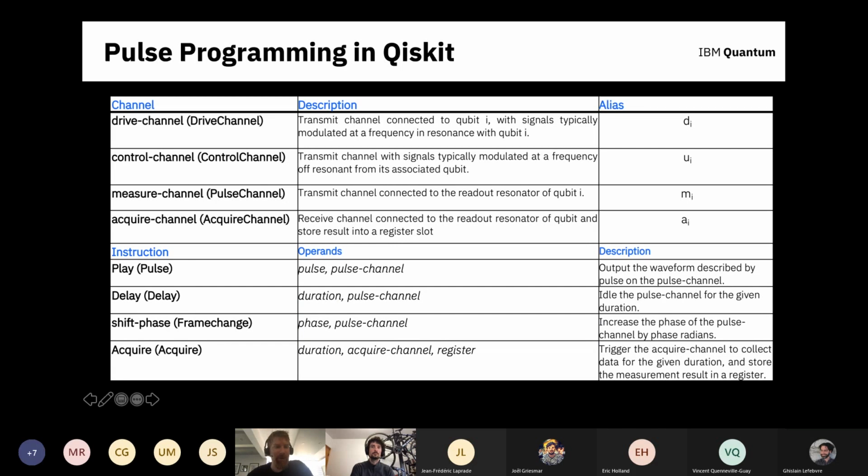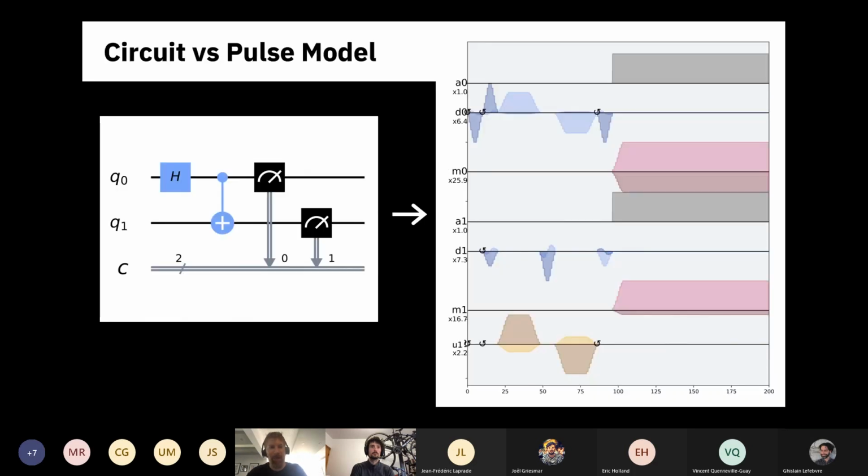The kinds of instructions I can do on them are: I can play a pulse, so I'm sending a microwave pulse down the channel. I can add a delay, say, between pulses. I can do a frame change, which is equivalent to a Z rotation done in software, changing the running phase of the circuit to induce a Z rotation. And I can acquire, which only happens on the acquire channel.